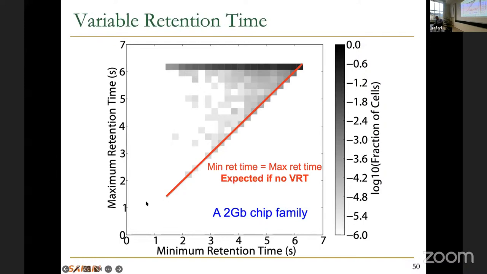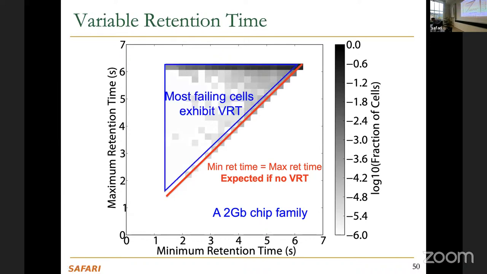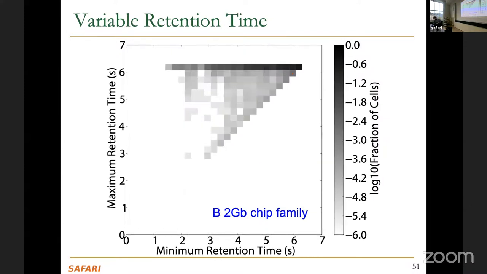But we see almost exactly the opposite. Most cells are over here, where the population density is higher. Most failing cells, most cells where we observe retention time failures, exhibit variable retention time. Their minimum retention time varies widely compared to the maximum retention time. You can see that there are many failing cells that jump from a very high retention time, which is 6.1, to a very low one, which is 1.5. This is at 45 degrees Celsius. So the variable retention time phenomenon is real.